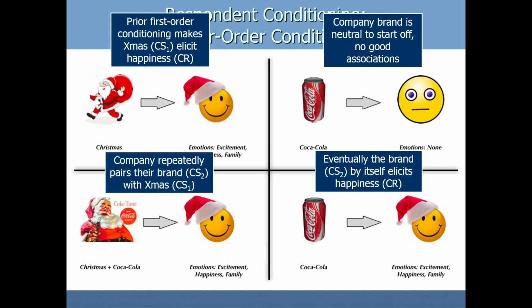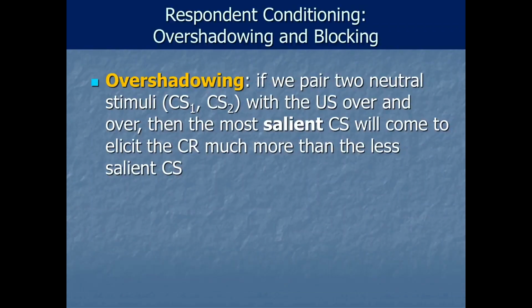For now, we're not going to go any deeper into higher order conditioning, but I just wanted to bring up a couple other effects that happen in respondent conditioning when we involve more stimuli than just a single US and a single CS. So let's talk about a couple different effects, not higher order conditioning, but kind of similar because they have multiple stimuli involved. First, there's a phenomenon called overshadowing.